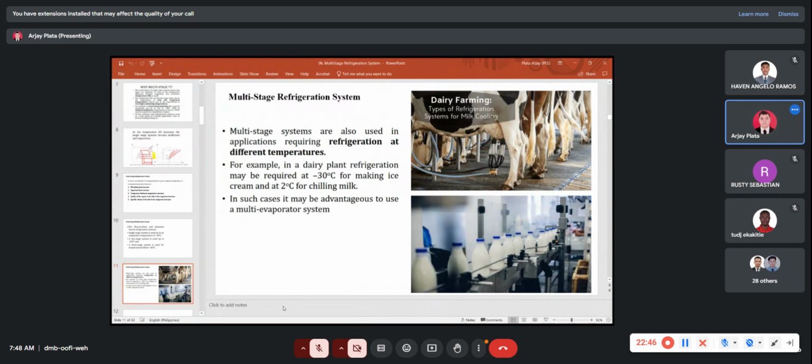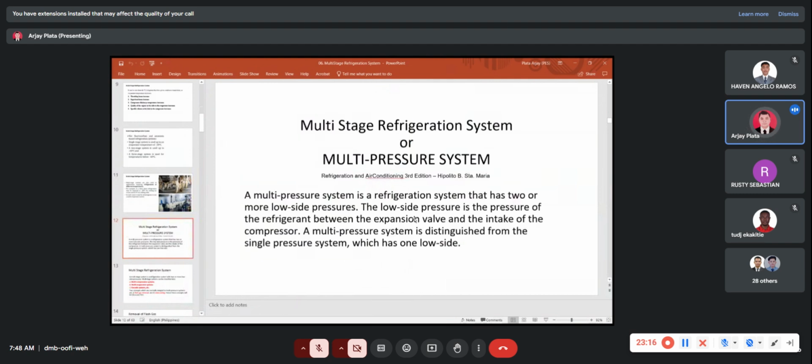It is very advantageous to use a multi-stage evaporator system when requiring more than two desired temperatures. So, multi-stage refrigeration system or multi-pressure system.